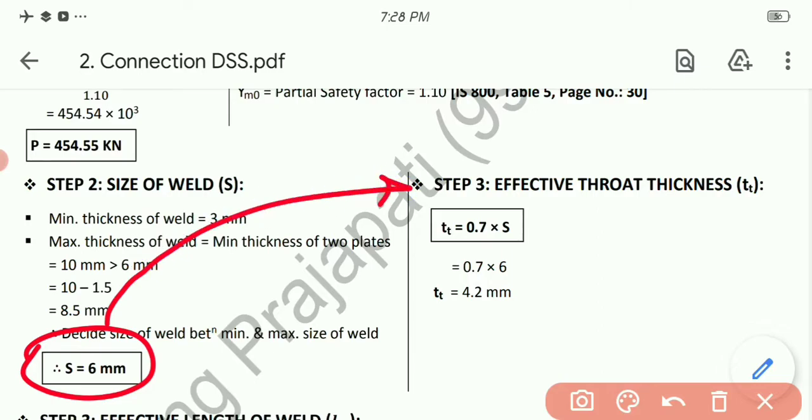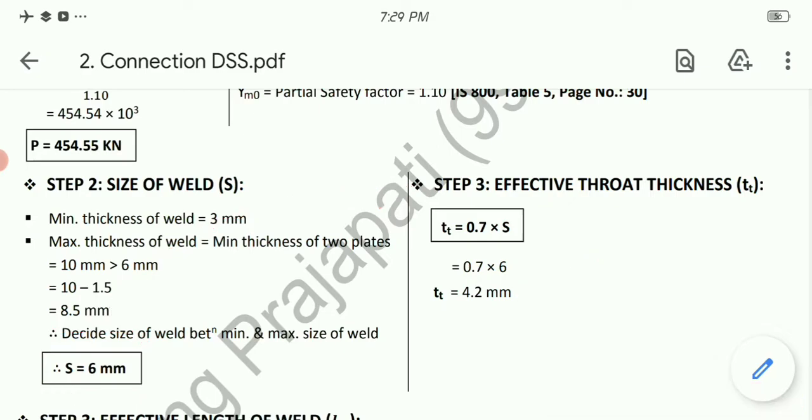Once we got the size of weld, now we need to calculate the next one, that is effective throat thickness. The formula for effective throat thickness stands for 0.7 times s, where s equals the size of weld, that is 6 mm, we have already calculated. So ultimately we will get the answer 0.7 into 6, that is 4.2 mm. That is step number 2 and step number 3.